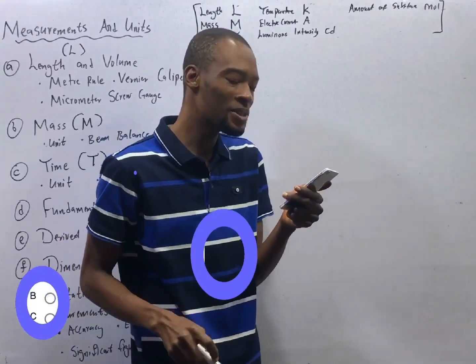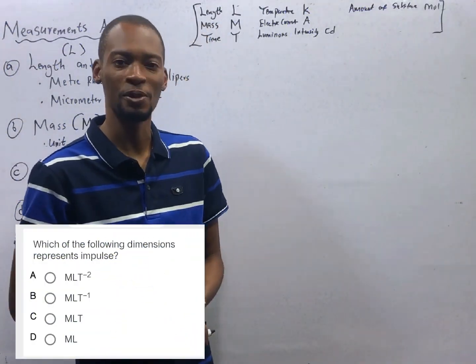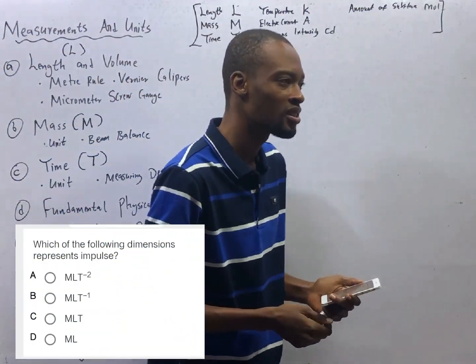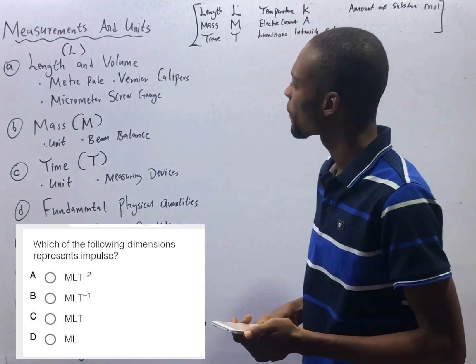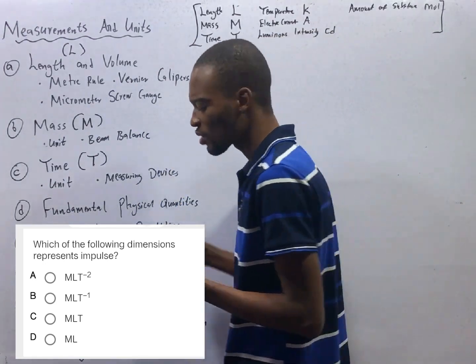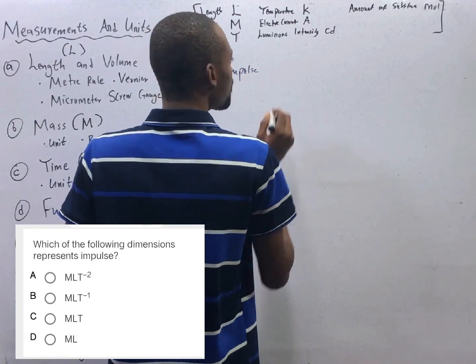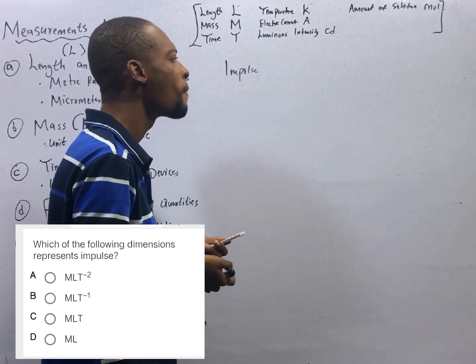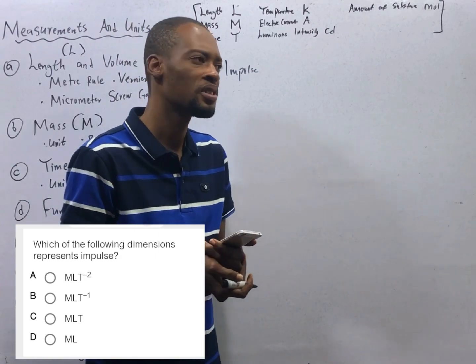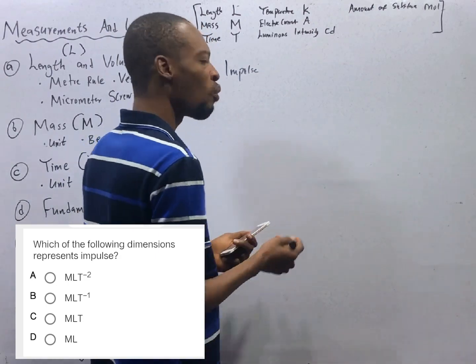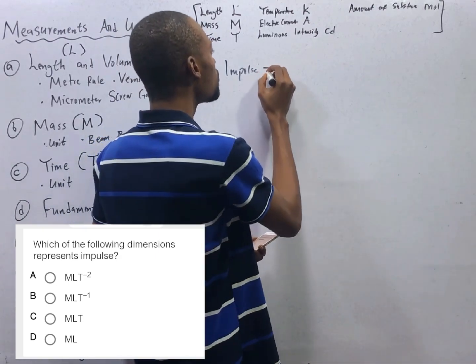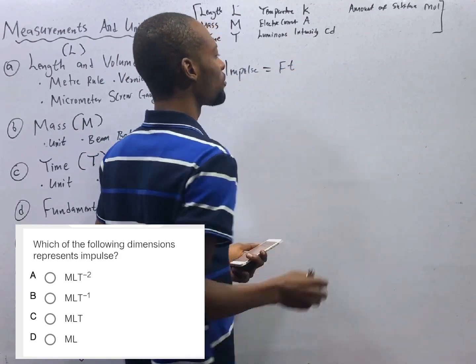Which of the following dimensions represents impulse? Impulse. What is impulse? Impulse is change in momentum. Change in momentum is impulse. And what is change in momentum? Change in momentum is force times time.